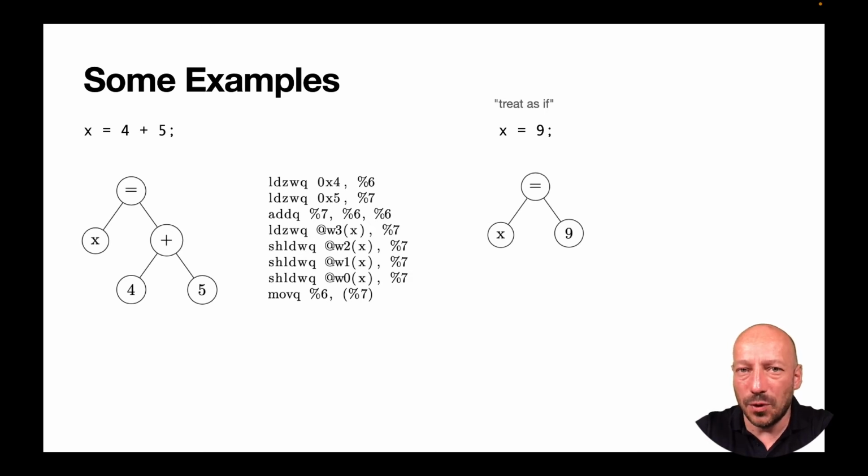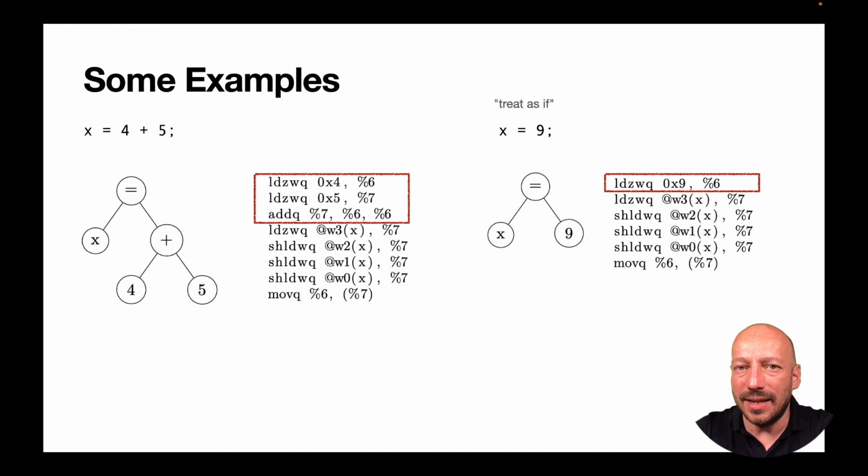We should traverse the expression trees, and if we find a node where we can already compute the value at compile time, we should replace the complete subtree with just one node. And from that we then can produce code like that, where we just have one instruction instead of three.